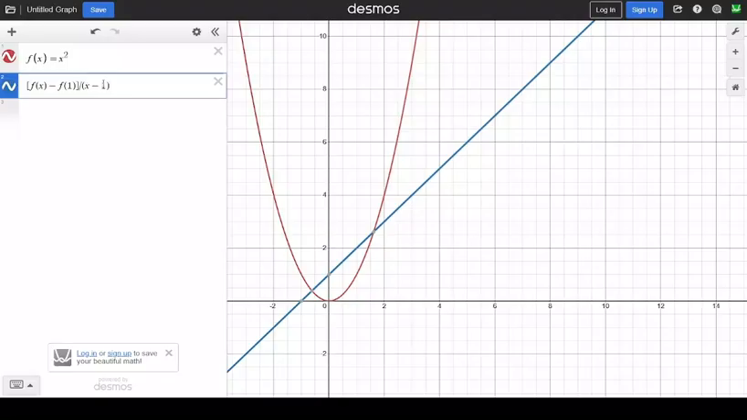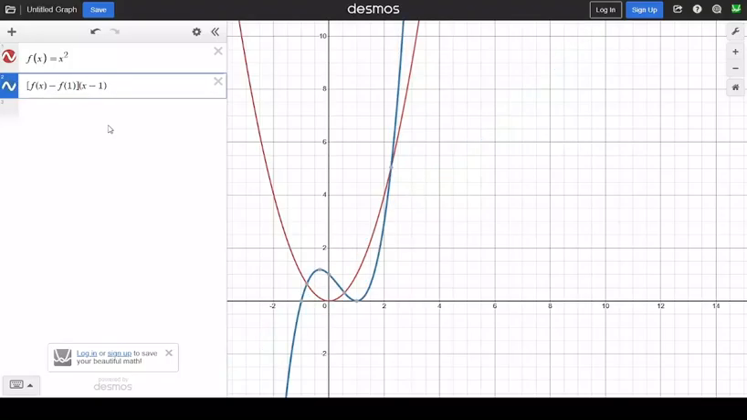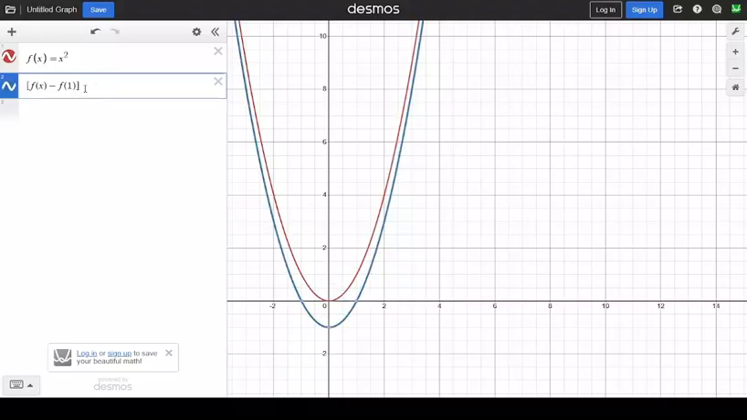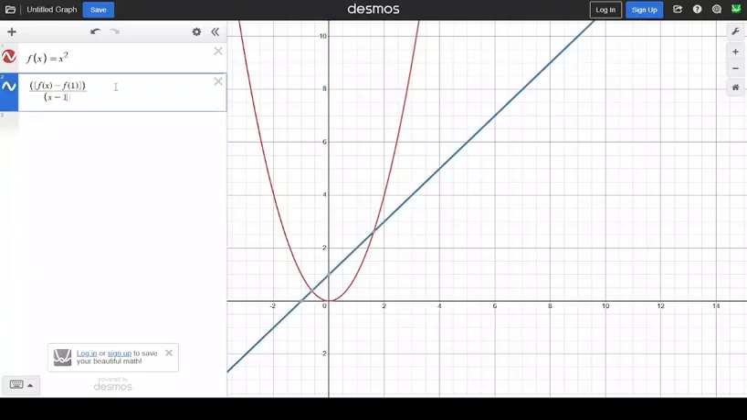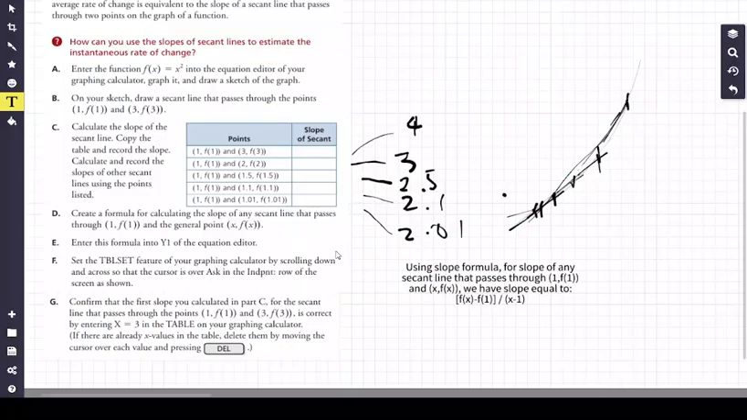So let's do f of x. This is weird. It won't let me have everything over x minus 1. So over there. Okay, there we go. So we will have f of x minus f of 1 over x minus 1. And then we enter this formula. So set the table, set featuring our graph. Okay, so we can't really do this because we don't have our graphing calculator.